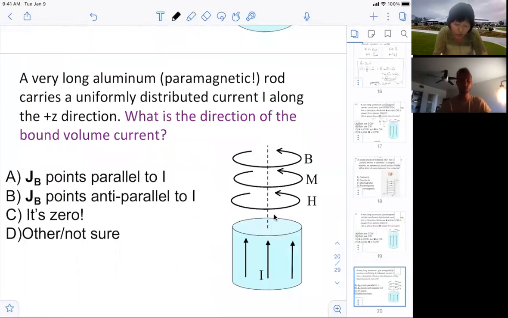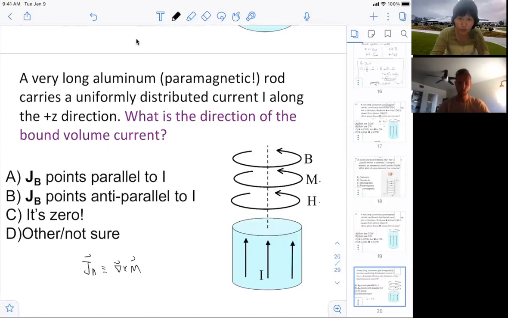This one you have just answered. The B, M, and H are all counterclockwise as shown. Now it's asking, what about the direction of the bound volume current? We derived this, but we haven't really used it, right? The bound current is curl of M. So what direction is this bound current? I will send you to breakout rooms for this to have a discussion.